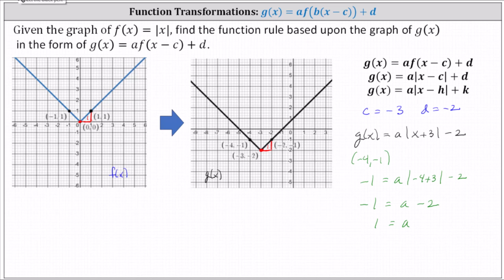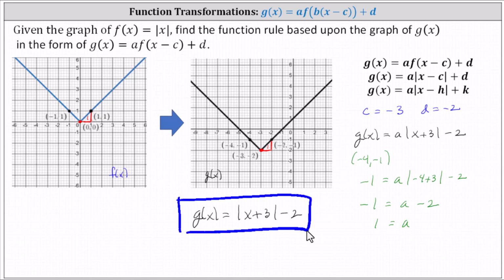The function rule for g of x is g of x equals 1 times the absolute value of the quantity x plus 3. We can leave off the 1, and we have the absolute value of the quantity x plus 3, and then -2. I hope you found this helpful.